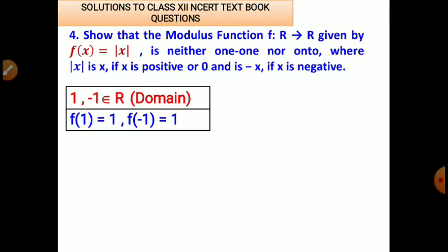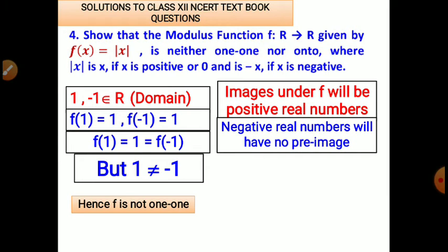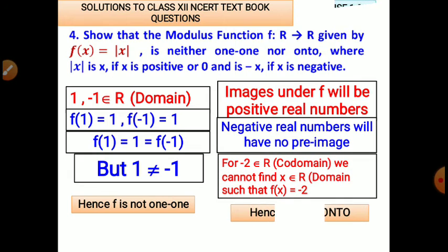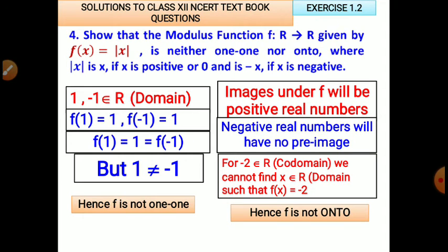The modulus function also works the same way. It is not a one-one function, because you are going to get minus 1 and plus 1 as the images, and it is not an onto function. So can you guess what you would change here so that the function becomes one-one and onto? Can anyone guess? Guess and reply to me afterwards.